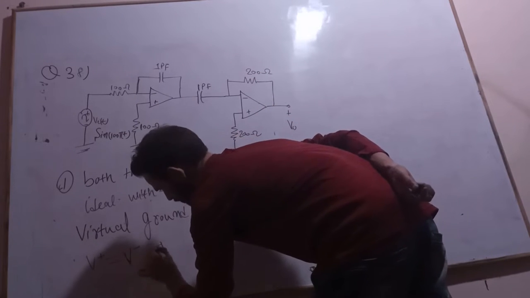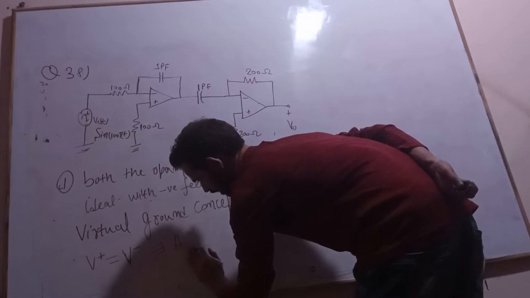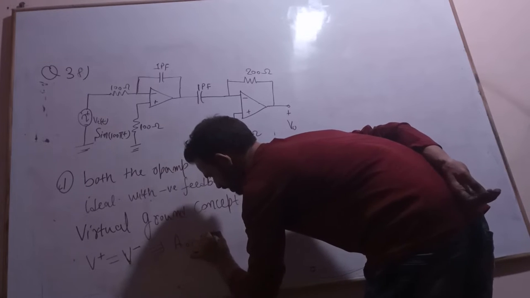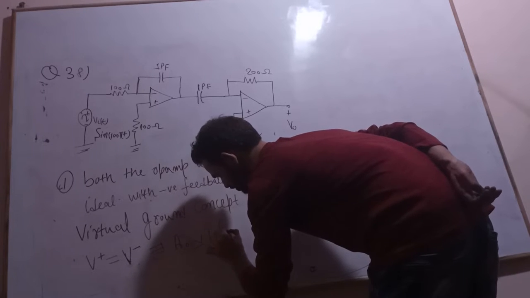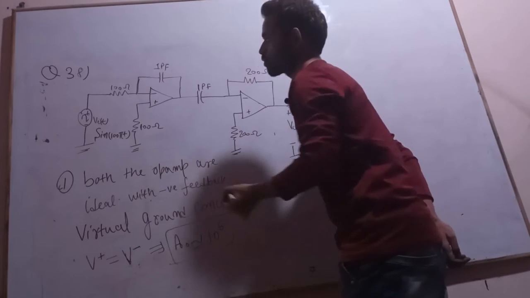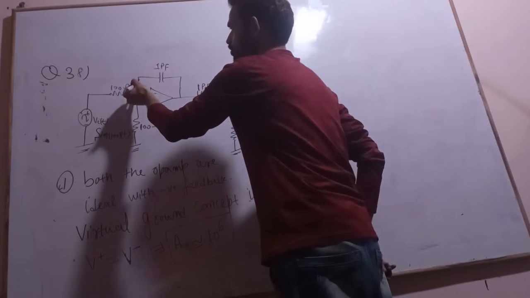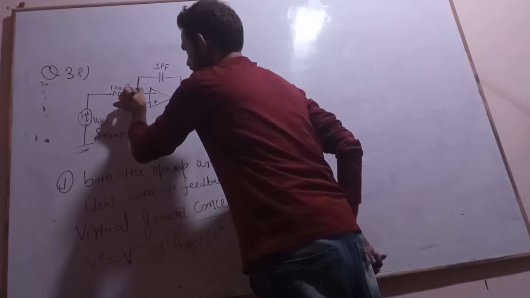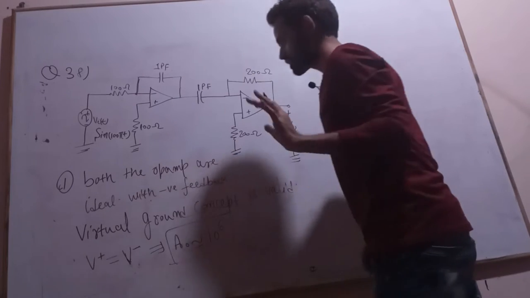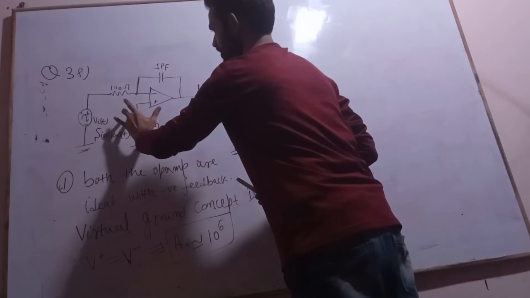From here we can say that the gain of an ideal op-amp is very large, in the order of 10 to the power 6. So whatever voltage appears at the positive terminal, the same amount of voltage will appear at the negative terminal. This is the virtual ground concept. Through this we are going to solve this question.